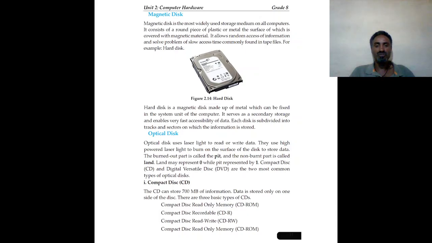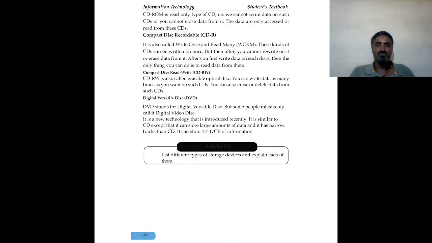And we have a variety of CDs and DVDs. Let us see first the variety of CDs. Data is stored only on one side of the disk. There are three types of CDs: CD-ROM, CD-R, and CD-RW. What's the difference between them? CD-ROM, compact disk read-only memory; CD-R, compact disk recordable; and CD-RW, compact disk rewritable, are the three types of CDs.